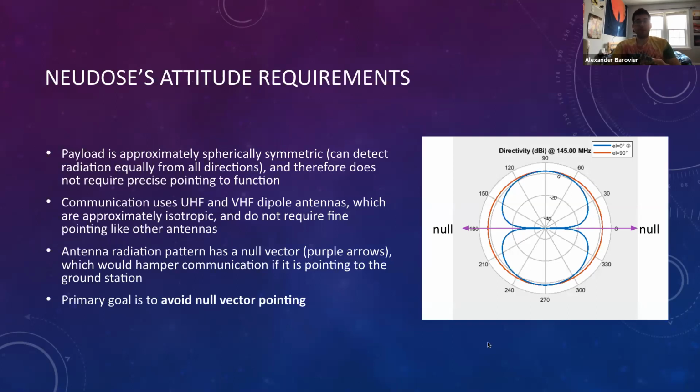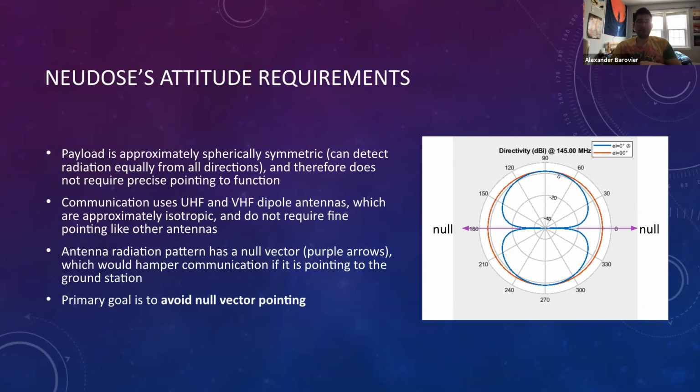So what's NEUDOSE doing with attitude? In our case, I'm sure many of you have seen those nice payload diagrams. It looks almost like a sphere, right? And that's really important because it means that we can detect radiation from all directions almost equally. So unlike something like a camera, we don't need precise pointing for it to work correctly.